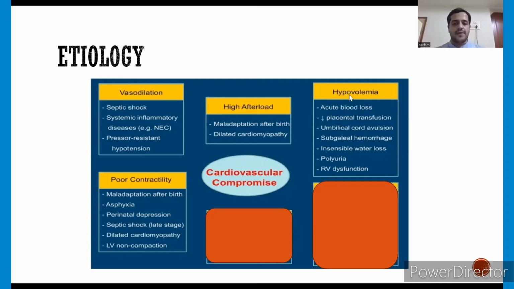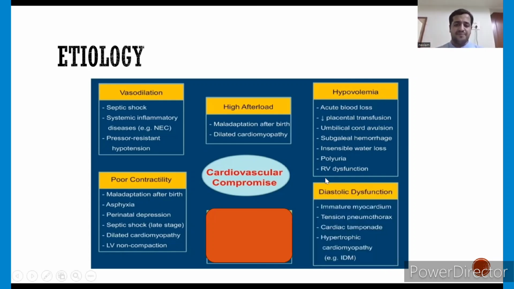Hypovolemia can happen in those conditions wherever there is actual blood loss, maybe whenever there is an antepartum hemorrhage or umbilical cord avulsion, or maybe the cord prolapse, with the cord getting compressed. As a result, there is no blood supply from the placenta to the baby. That can lead to hypovolemia.